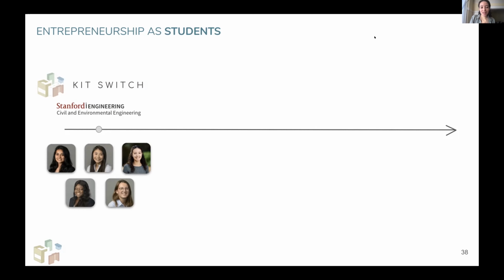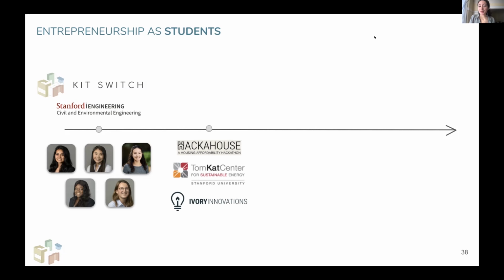Another unique dimension of entrepreneurship as students was the fact that we were able to benefit from competitions, funds, and organizations out there that are specifically designed to elevate the ideas of students. And these were absolutely instrumental for our start.